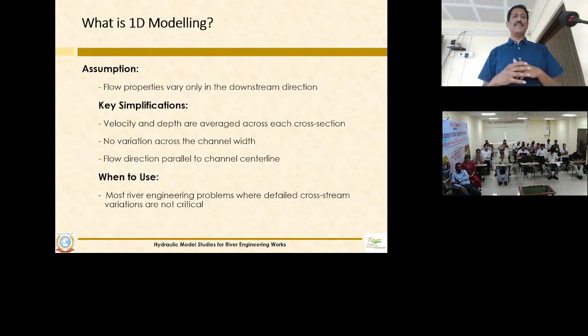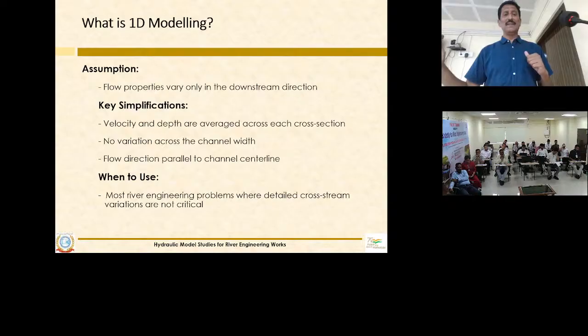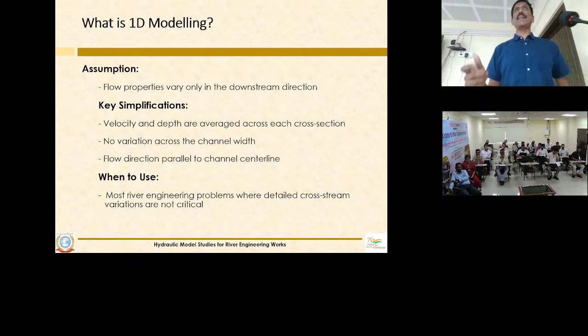Simplification: velocity and depth are averaged. We are not getting the velocity components. In an ADCP, as told, it has the three components. But we are not going to get the three components of the velocity in the HEC-RAS model or one-dimensional model. We'll get a depth-averaged velocity and depth-averaged properties. And flow direction is parallel to the channel center line. Most of the river problems we can solve using this basic approach, but not specific conditions like spillways and other things that cannot be modeled using a 1D model.